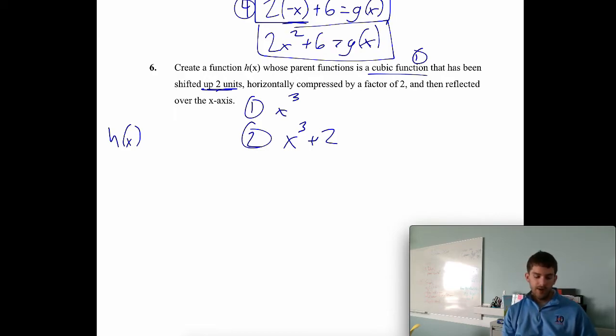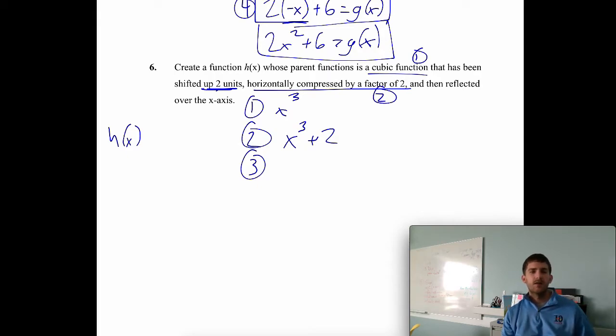Then horizontally compressed by a factor of 2. That's step 3 here. Remember, for horizontal stretches and compressions, the number you're multiplying by is the reciprocal of the factor we're using. So it's going to be, in parentheses, 1/2 x, cubed. We have to put the horizontal things in parentheses: horizontal stretches, compressions, shifts, and reflections. But we still have that plus 2 on the outside.